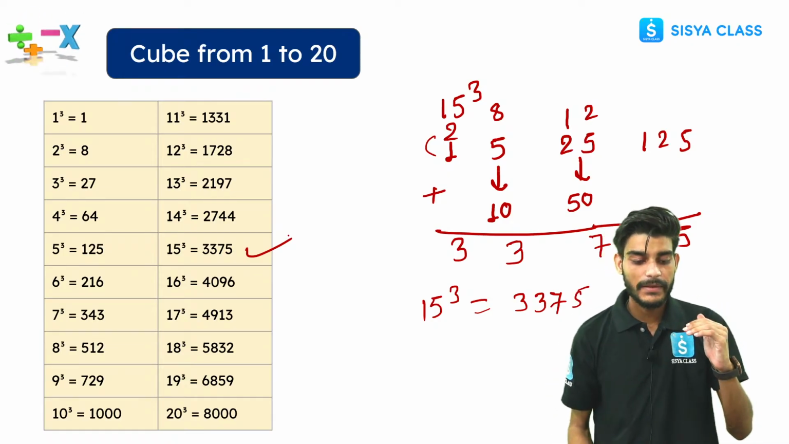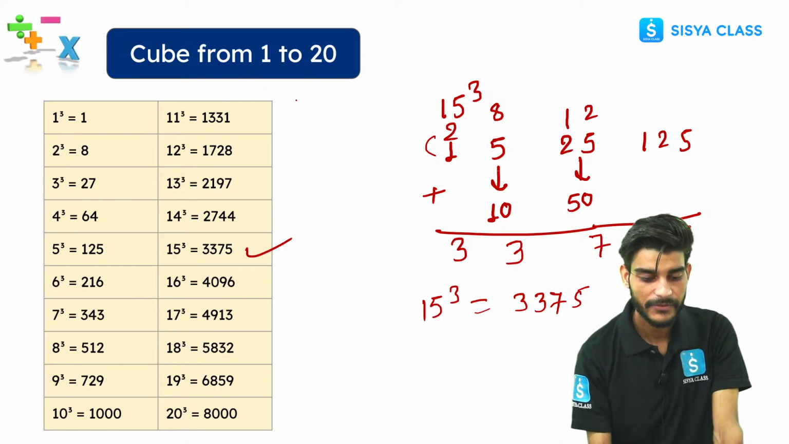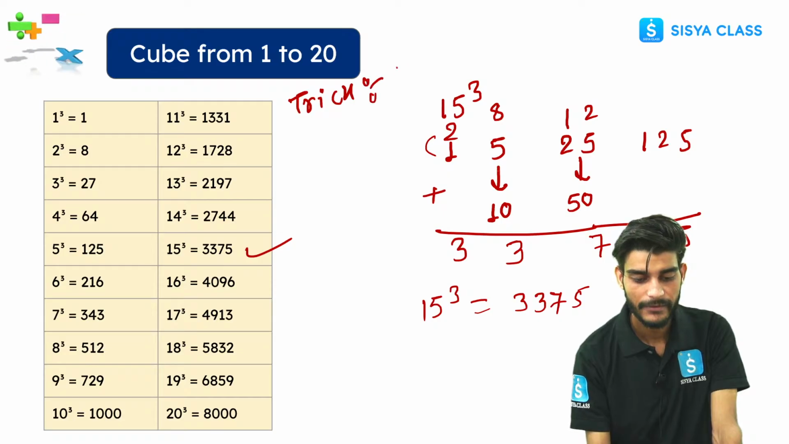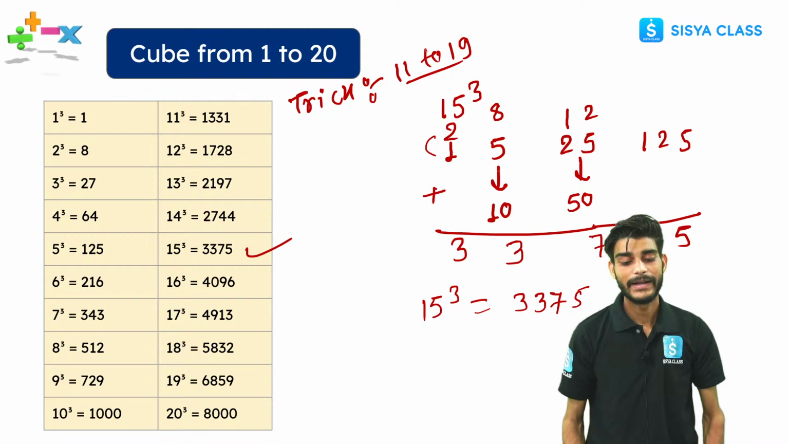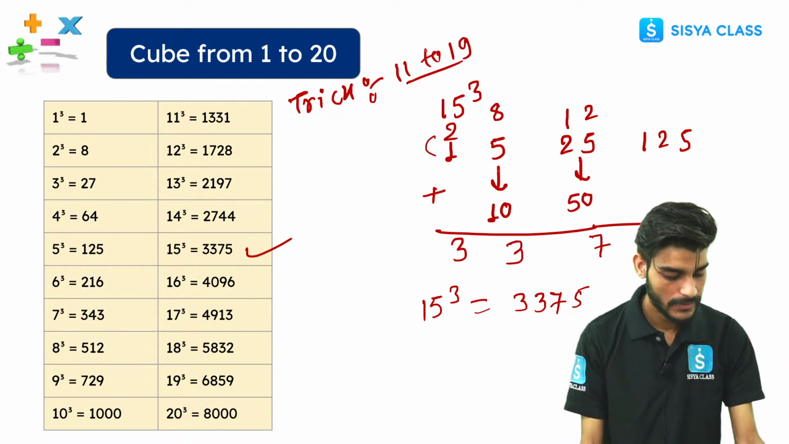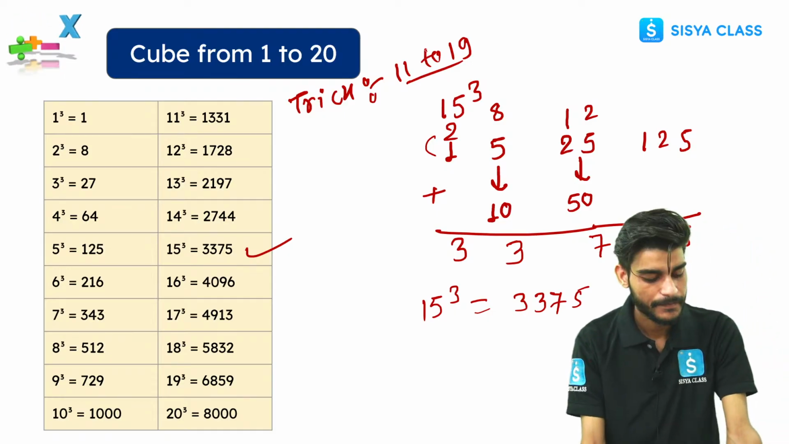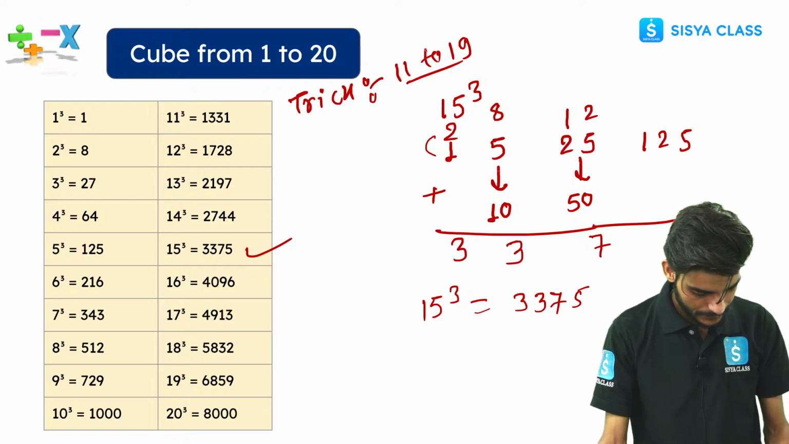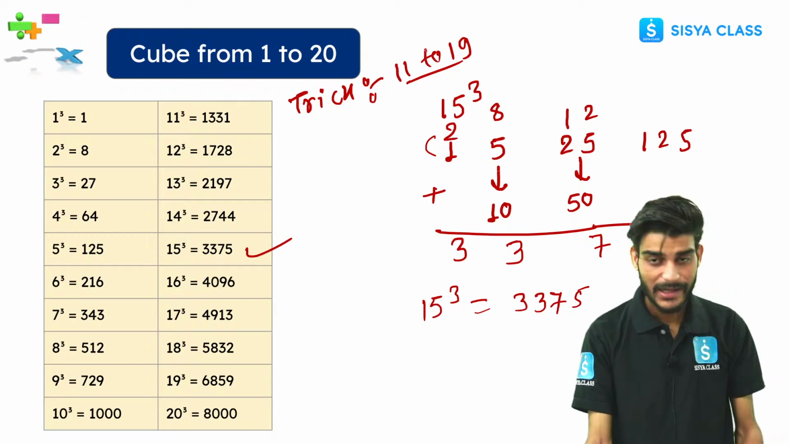For 11 cube, 12 cube, 13 cube, 14 cube, 15, 16, 17, this is applicable from 11 to 19. I hope this is clear to you. And this is how you have to find the cube of numbers from 1 to 20. Clear? Any doubt? If you have any doubt, you can ask me. No doubt? Shall I move to the next concept now?